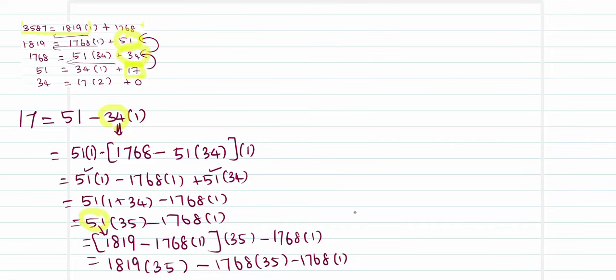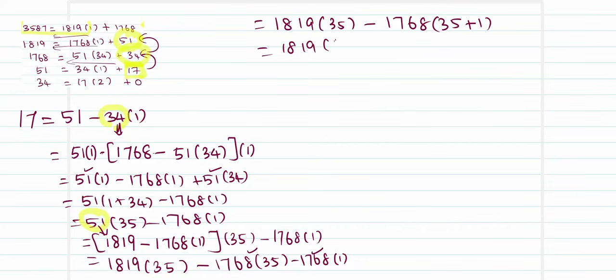So now what we have totally is going to be, we can club this 1768 and 1768. Hence we have this as 1819 times 35 minus 1768 times 35. I am taking plus 1 over here. So it is 1819 times 35 minus 1768 times 36.